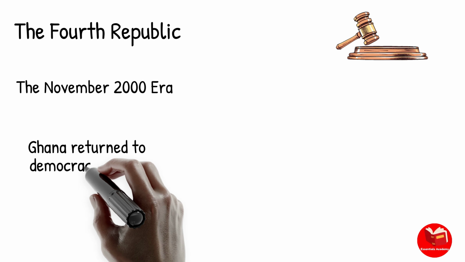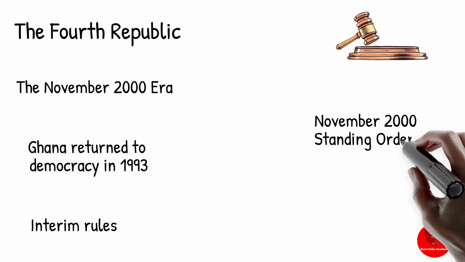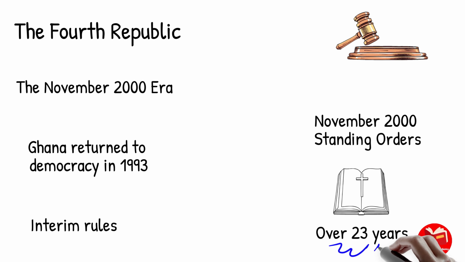Number 3. The Fourth Republic and the November 2000 era. When Ghana returned to democracy in 1993, it operated under interim rules until the November 2000 standing orders were adopted. These served as the Bible of parliamentary procedure for over 23 years.